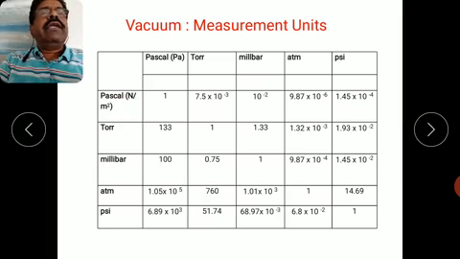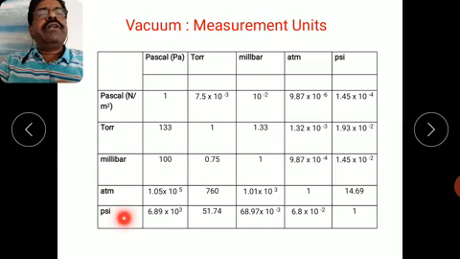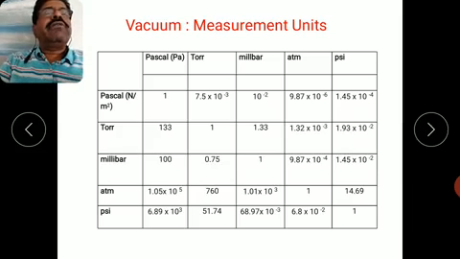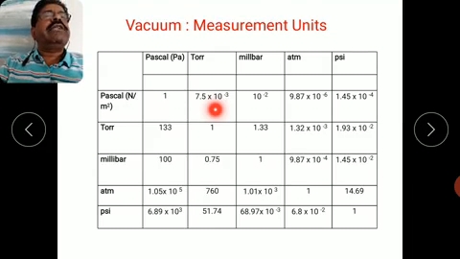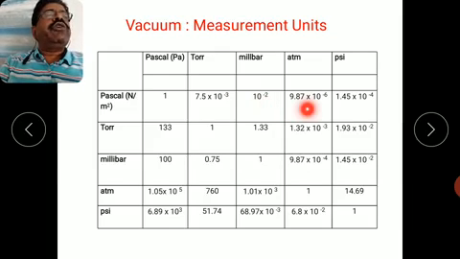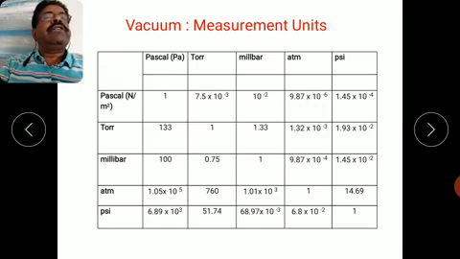Then other units are torr, millibar, atmospheric pressure, and PSI, that means pound per square inch. This is the British unit of measurement. The interconversion among these units is given in this table. For example, 1 Pascal is 7.5 into 10 raised to minus 3 torr, or it is equal to 10 raised to minus 2 millibar, or it is equal to 9.87 into 10 raised to minus 6 atmosphere, and so on.